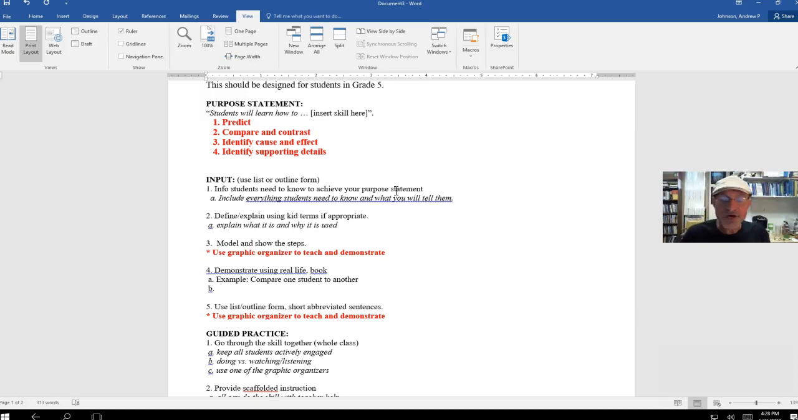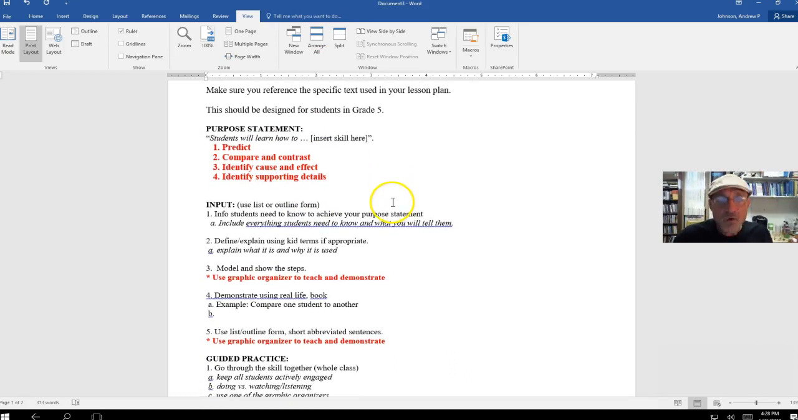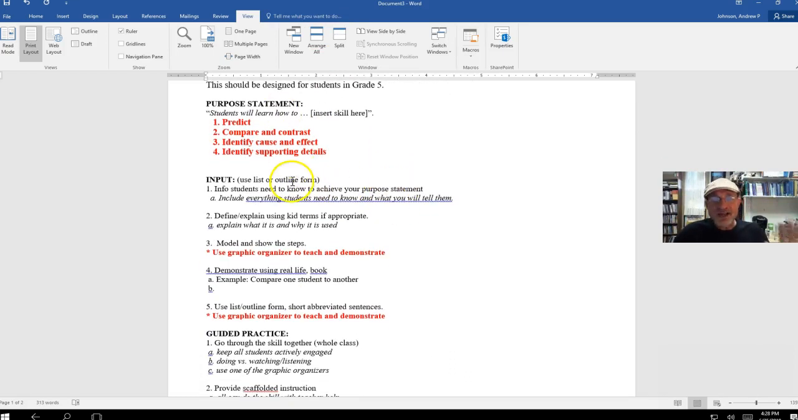Include everything you want students to know, what you are going to teach them, tell them, explain it to them using kid terms, not dictionary terms. And you are going to teach this using a graphic organizer. Predictogram, compare and contrast chart, etc.